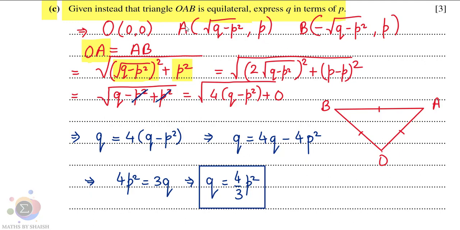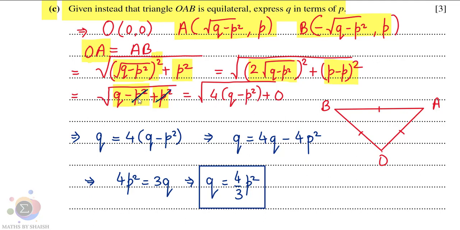equals to, now we are finding the distance of AB. For that we can use root of x1 minus x2 whole square, so it is root of q minus p square, and here it is minus, so we can simply double this, whole square, plus p minus p whole square. So when we simplify, the square and square root get cancelled, and then we get q minus p square here and plus p square. Here p minus p is 0, so altogether we got 4 times q minus p square.